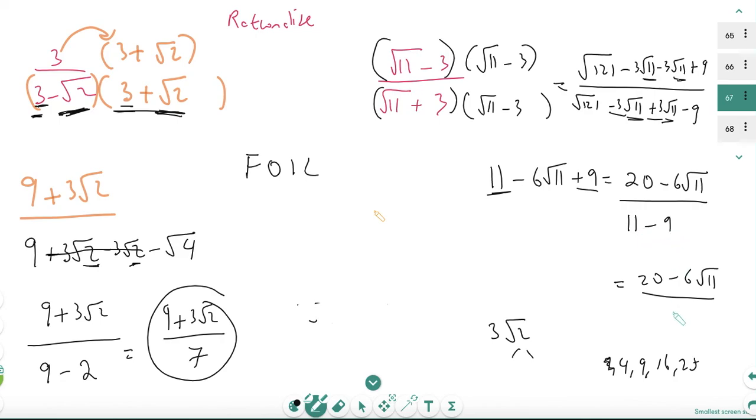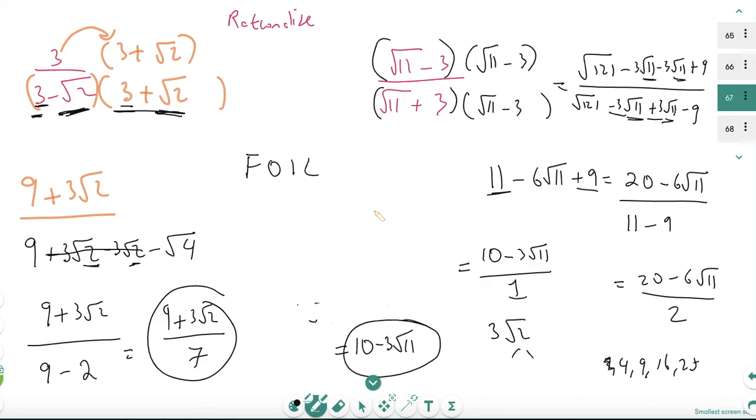11 minus 9 is 2. Let's look at the numbers, 20, 6 and 2. I can divide all those numbers by 2. So 10 minus 3 root 11, 2 divided by 2 is 1. Anything over 1 is itself, so it's basically equal to 10 minus 3 root 11.